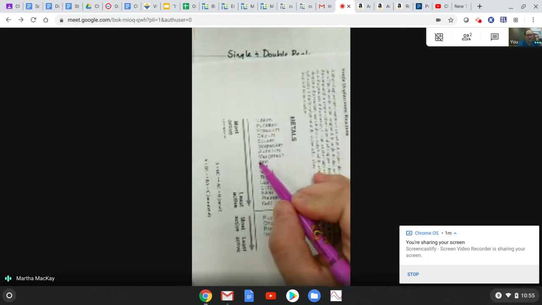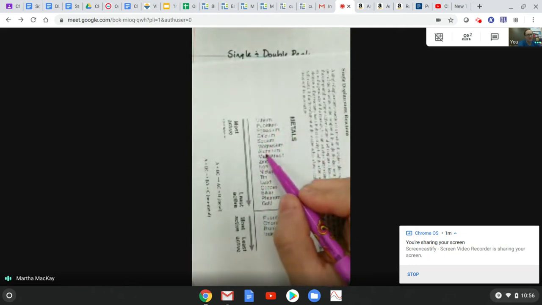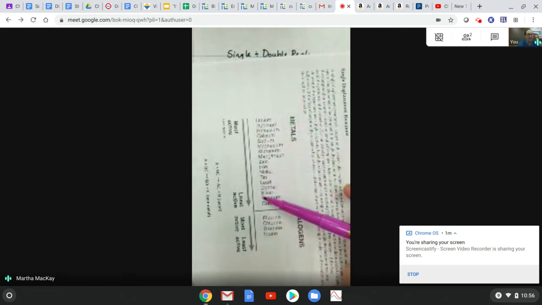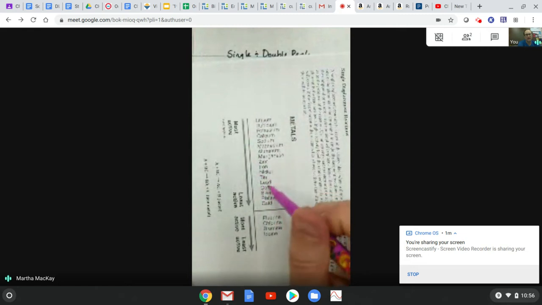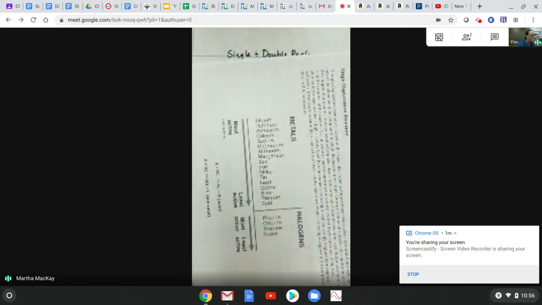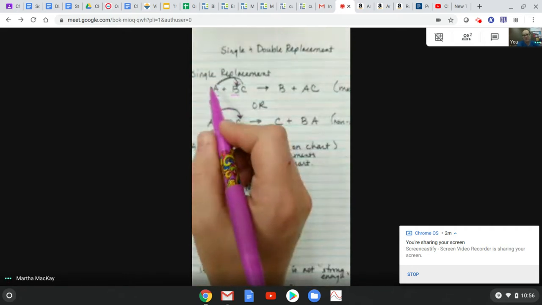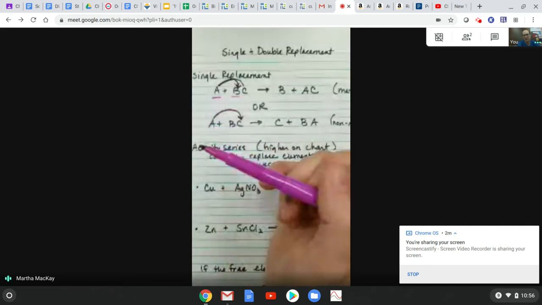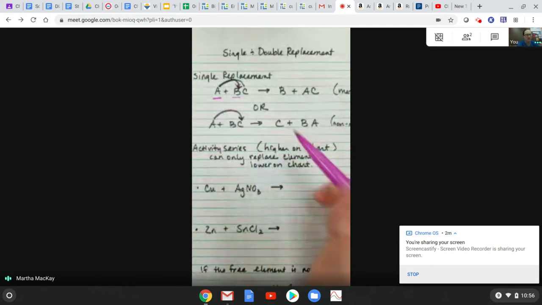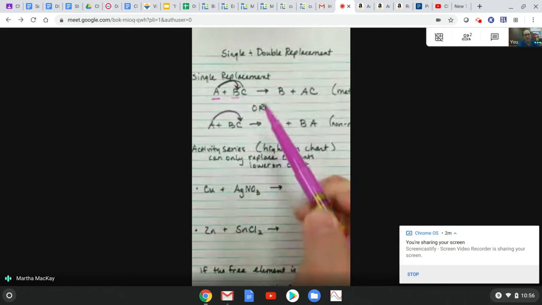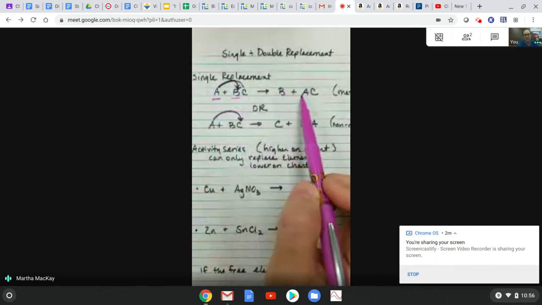So manganese can replace zinc, but zinc can't replace manganese. So you can move down, but you can't move up. These guys down here are not strong enough or not reactive enough to kick these guys out. So you always have to make sure that these reactions are going to go. And it gives you this lovely chart. It also tells you for the non-metals as well. So if A is a metal, you'll use the chart for the metals. And if A is a non-metal, you'll use the one for the halogens. So these are your basic equations for these. It's always going to be a free element in a compound and a free element in a compound.